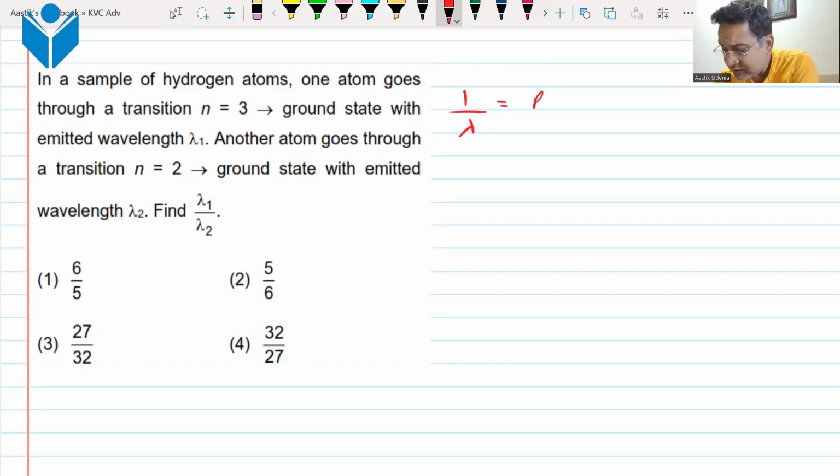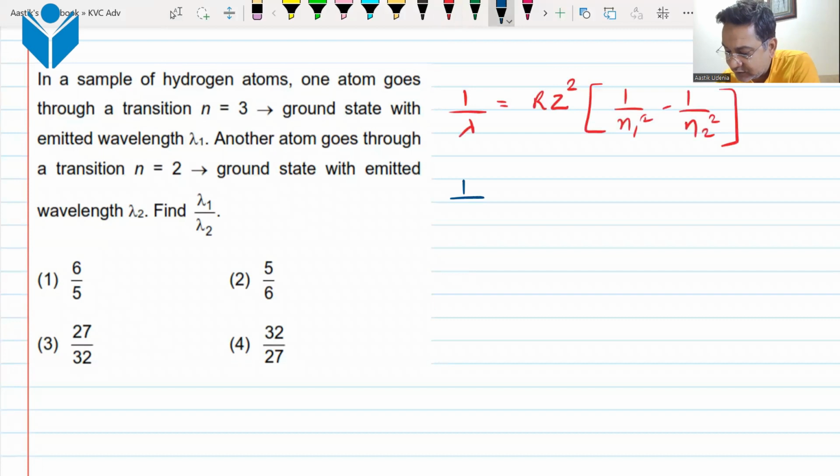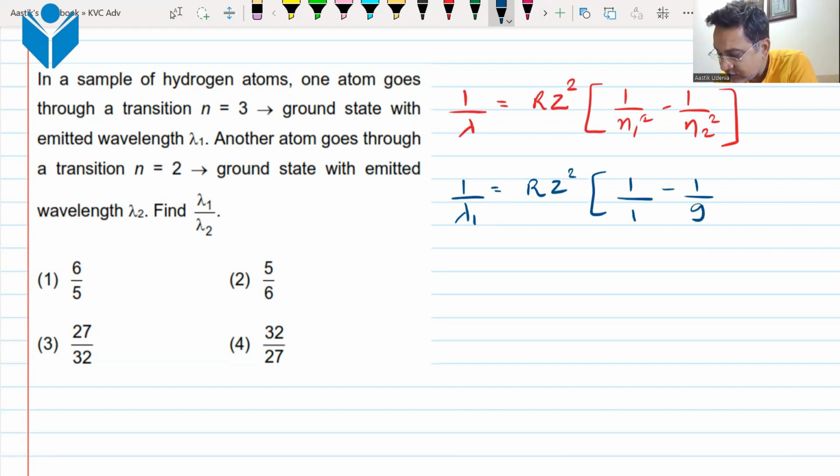We have done it. 1 by lambda equals R Z square, where Z is the atomic number, into 1 by N1 square minus 1 by N2 square. Yes or no? Yes, sir. In the first case, the wavelength is lambda 1. We don't know R. Well, we know R, but we don't have to put the value. Z is 1. Even if Z was something else, in the ratio it is going to get cancelled, so I'll just write it as R Z square. N1 is 1 and N2 is 3. So it is 1 minus 1 by 9.